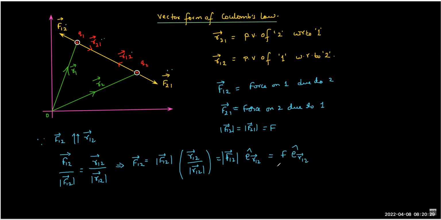So this is how we can represent the vector form of force. We can say F12 is simply the modulus into E vector of R12, or F21, now this is easy to write, is F into E vector of R21. So that's a small change you can do here. You will get the answer. Is this clear? Yes, sir. Okay. Let's stop.